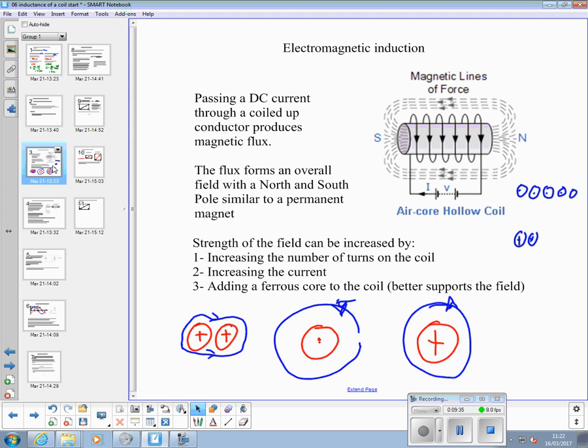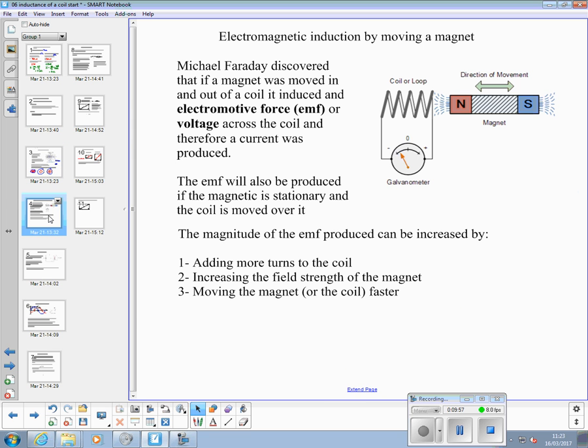Yeah? Because you wind in a coil like that. So if you look at the top, they're all coming over the top, and the bottom ones are all going in. Remember, that field is completely around that coil. We're only in 2 dimensions here, but it's a 3-dimensional field. Alright?